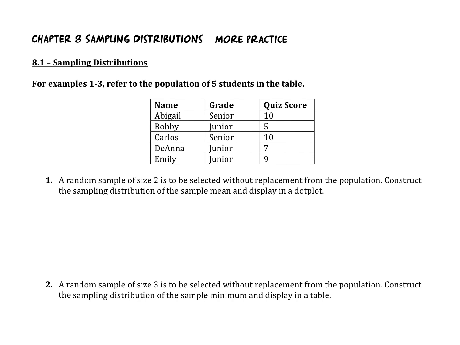Page 16. Okay, so unrealistically, we are going to look at a population of only 5 students. I don't know why these 5, but these 5 students. From those 5 students, you are given their grades and their quiz scores. You will be doing questions 1 and 3, not question 2. Question 1 says a random sample of size 2 is to be selected without replacement from the population. We are going to construct the sampling distribution of the sample mean and display it in a dot plot.